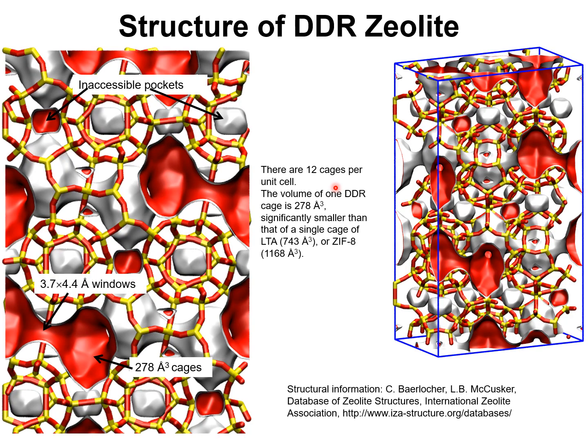This slide shows the pore landscape of DDR zeolite. Per unit cell, indicated here, there are 12 cages. The volume of each cage is 278 cubic angstrom, which is significantly smaller than the single cage of LTA or ZIF8. Each cage is separated from an adjacent cage by 8-ring windows.